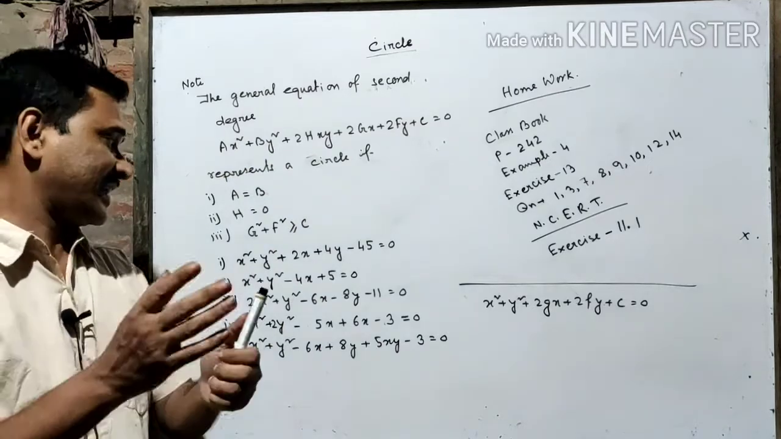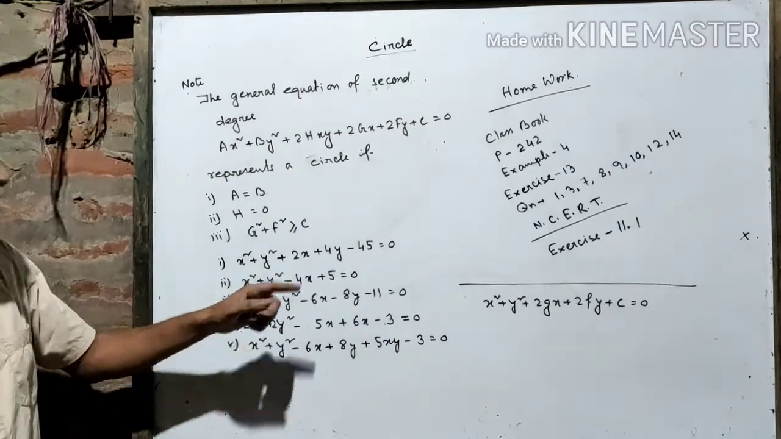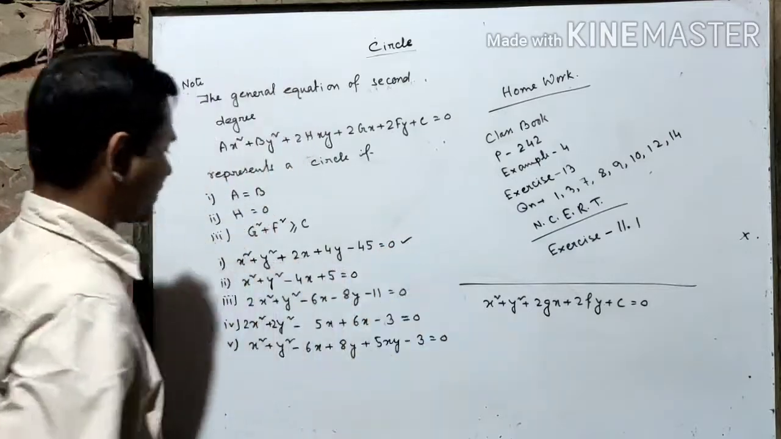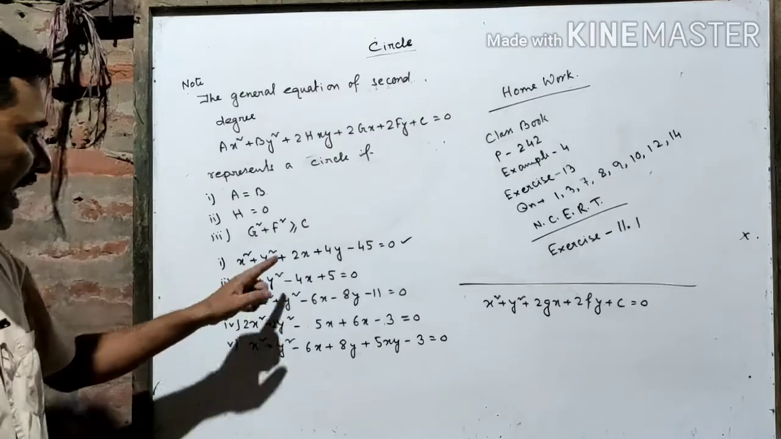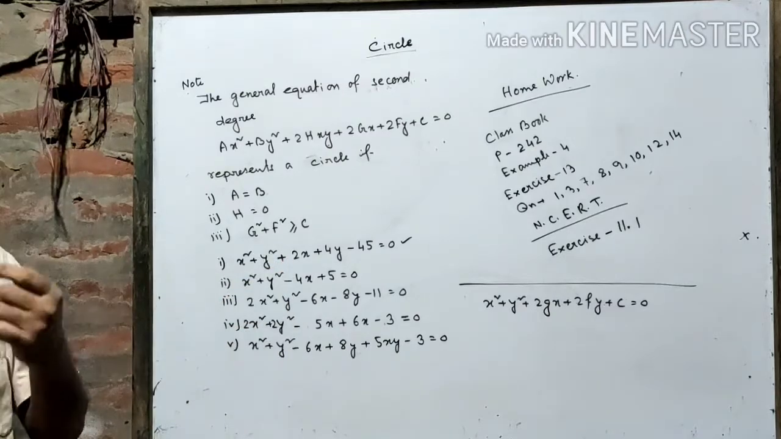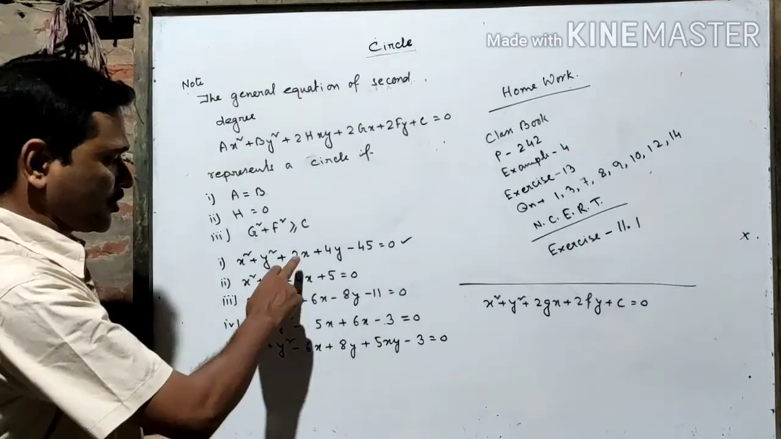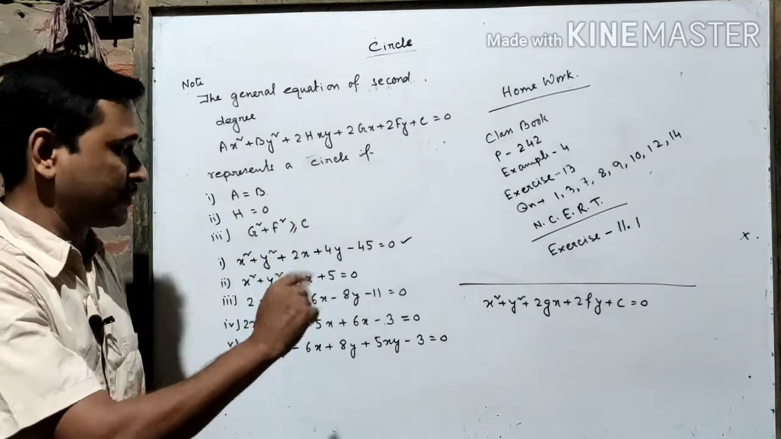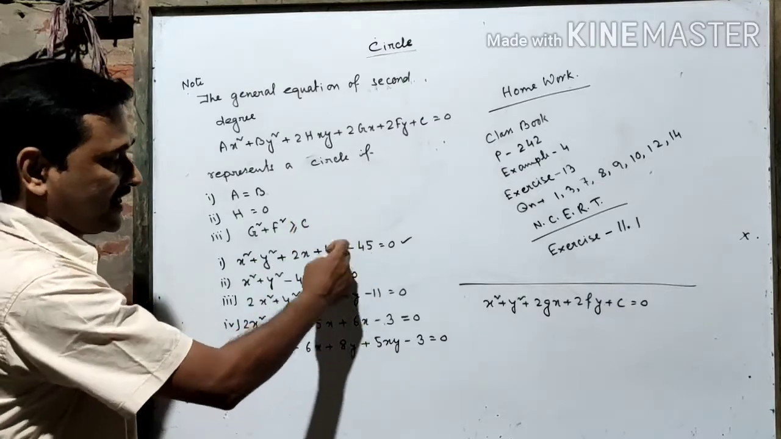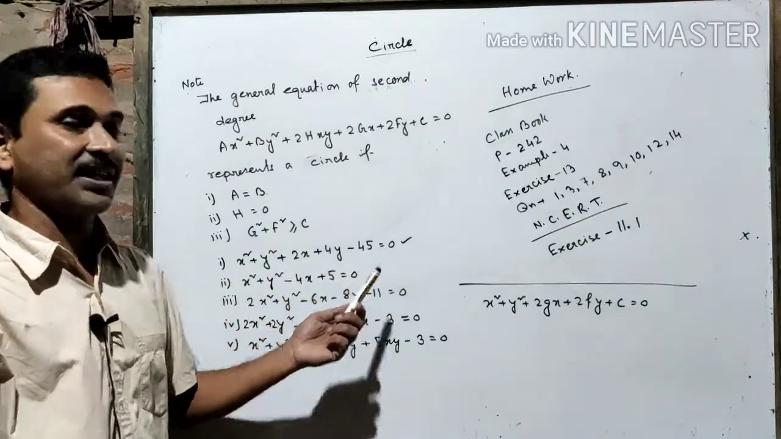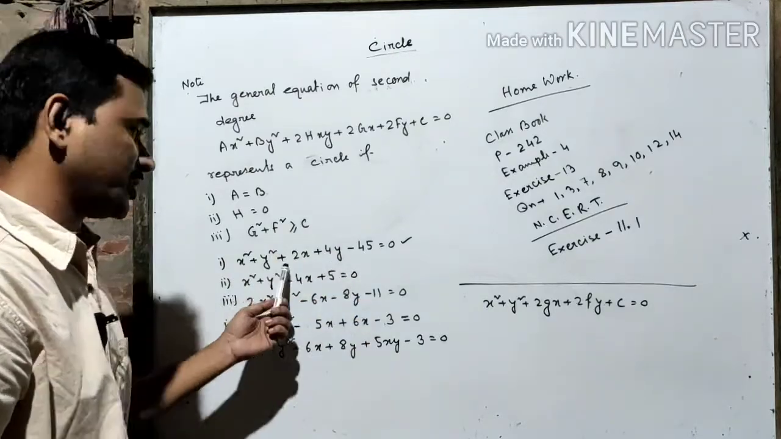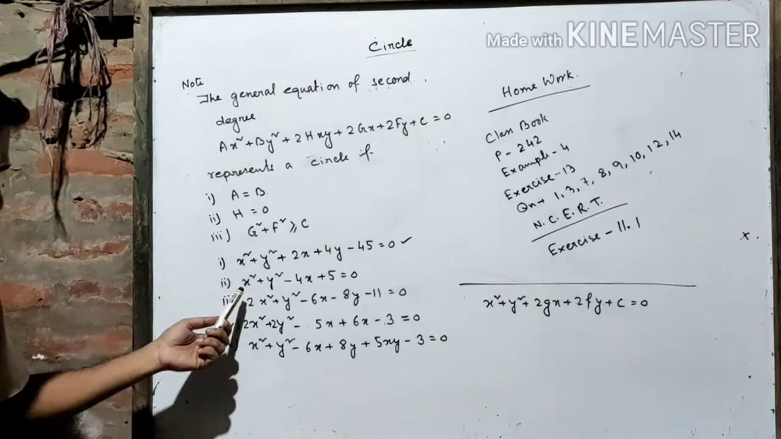Let us verify. We have to verify whether this equation represents a circle. Yes, a is equal to b. There is no xy term. Then g square plus f square minus c should be greater than or equal to 0. G square is a positive term, f square is a positive term, and minus c, if c is negative, then minus c is positive. So g square plus f square minus c will be a positive term, and so this will represent a circle. What about this equation?